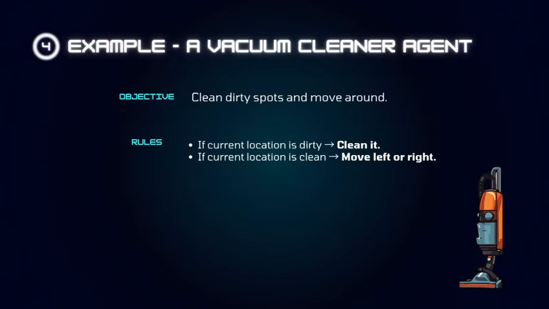Example: a vacuum cleaner agent. Objective: clean dirty spots and move around. Rules: if the current location is dirty, clean it. If the current location is clean, move left or right.